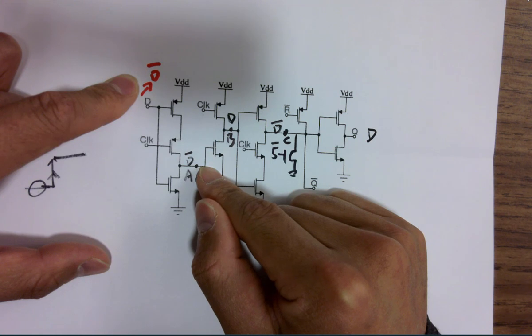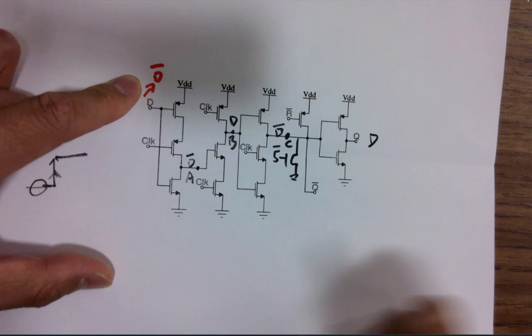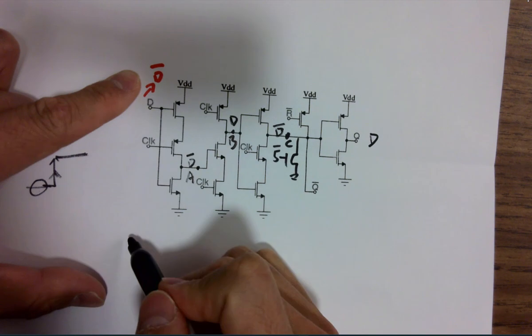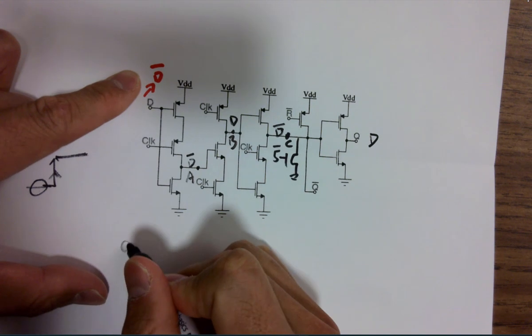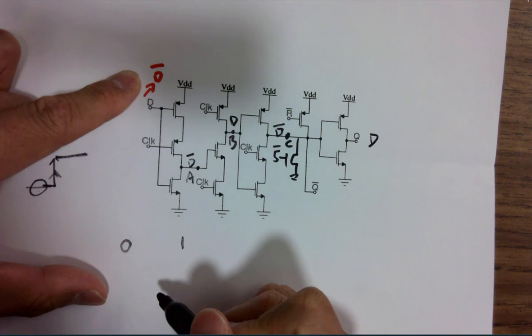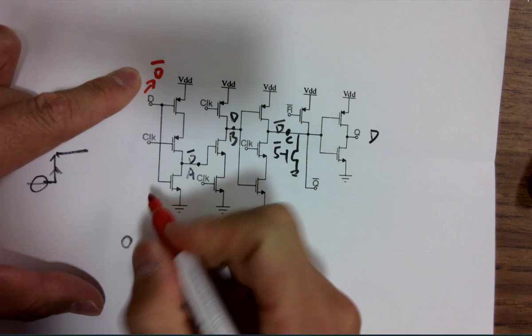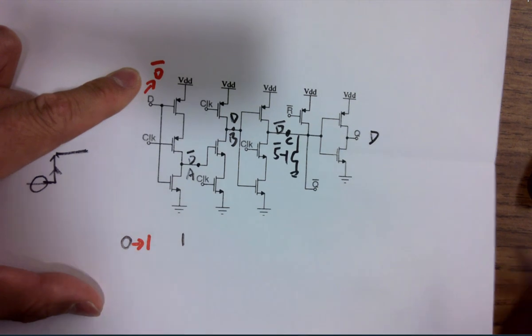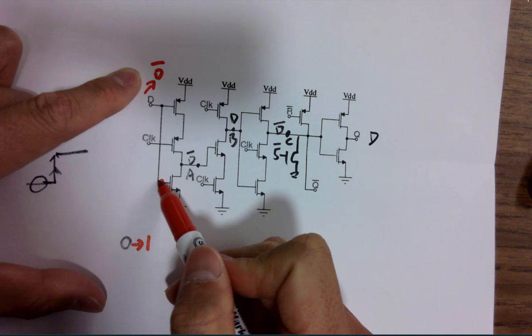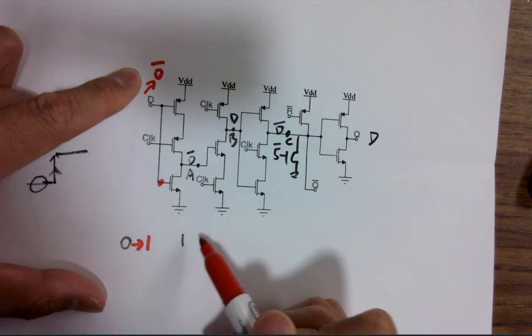Wait, is that the case? Let's just give examples, right? If D is 0 originally, so D bar is 1. And now D bar changes from this to 1. So this guy will be on, and this one will be discharged to ground. And this one becomes 0.